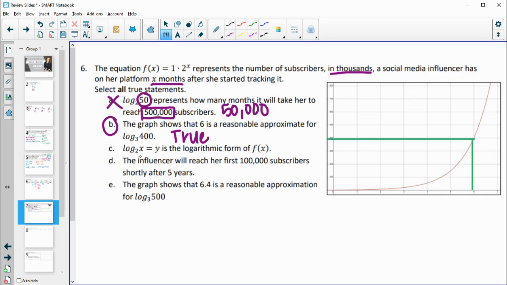Part C, log base 2 of x equals y is the logarithmic form of this. And that's true because the base is 2 here. So log base 2 of a number is going to be the logarithmic form.